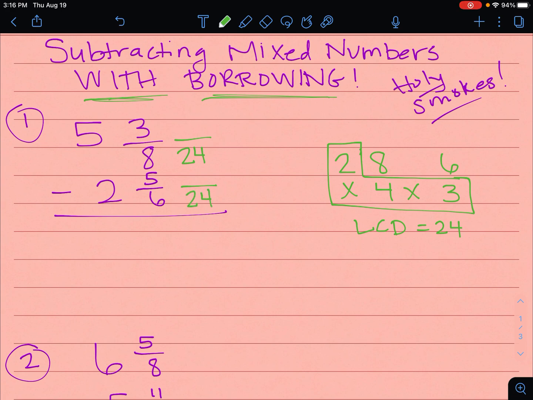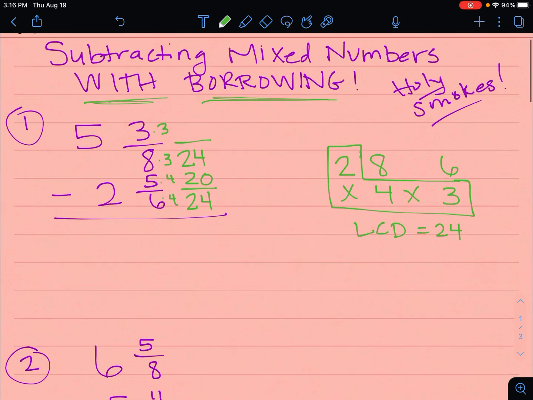Now remember, whatever we do to the bottom, we have to do to the top. So if down here we needed a times 4 to get to 24, here we have to have a times 4, which makes that 20. Here it was times 3 because 8 times 3 is 24. So here it's times 3, which means 3 times 3 is 9.